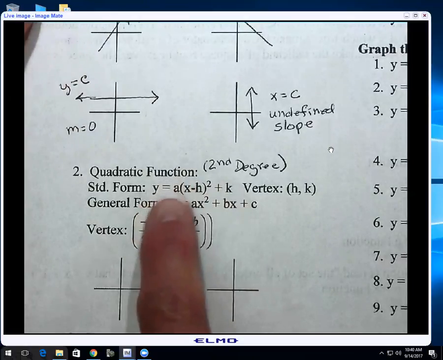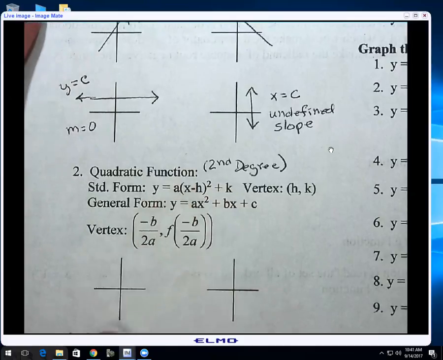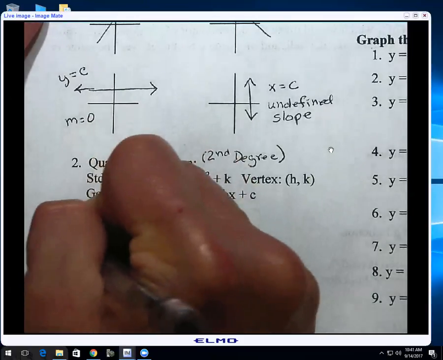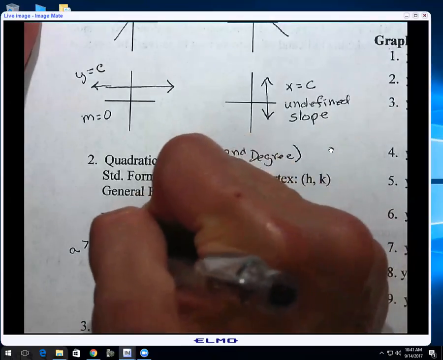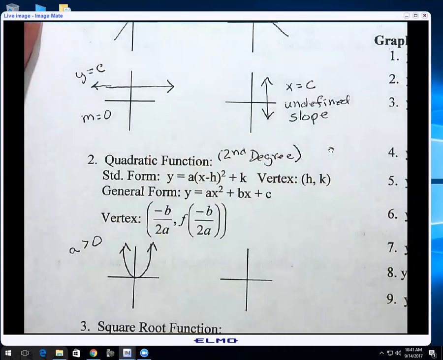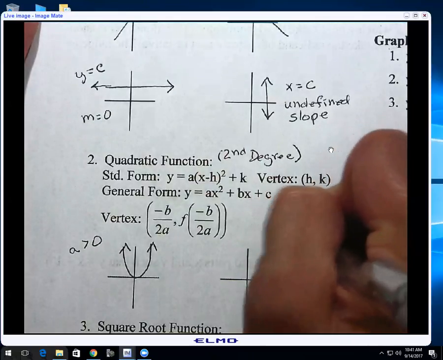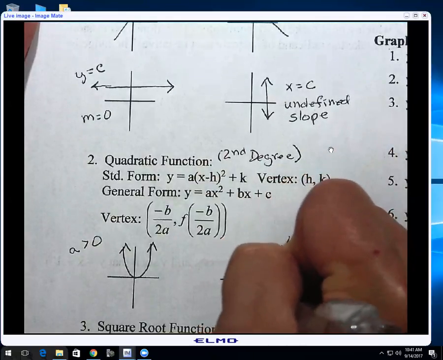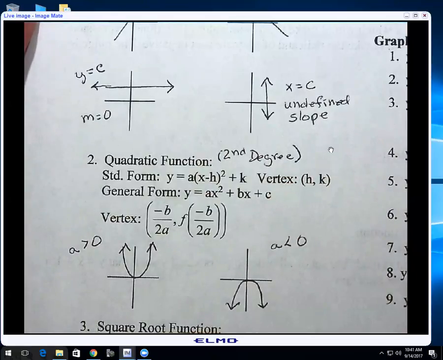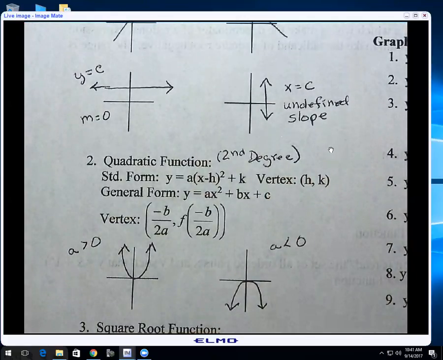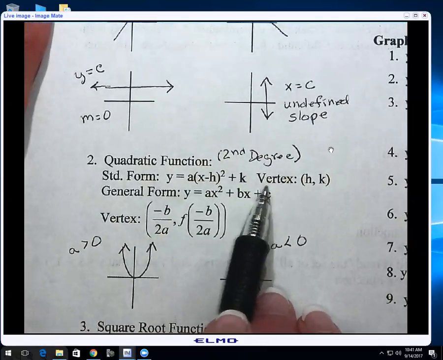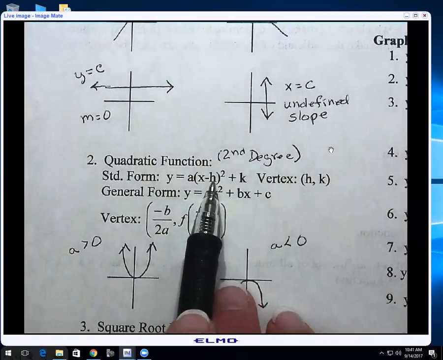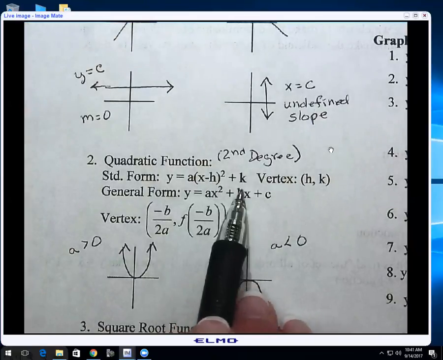And the leading coefficient tells you whether the parabola is concave up or concave down. If you have a positive coefficient for A, if A is greater than 0, you're going to have a concave up parabola. If A is less than 0, then you're going to have a concave down parabola. If the equation's in vertex form, like I said, you can see the vertex is opposite of the guy in parentheses and the guy on the end, h, k.